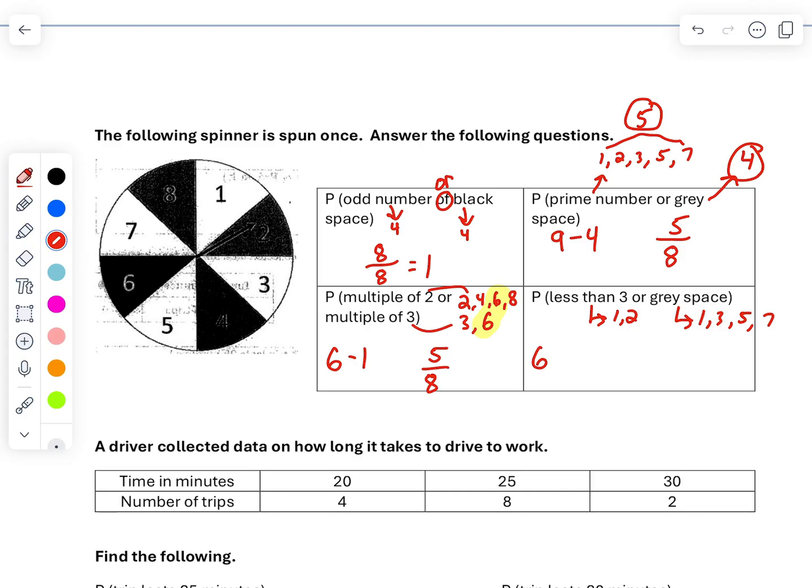favorable outcomes there. And overlap-wise, it looks like the number 1 is our only overlap. So it's only one event we're subtracting out. So again, here it looks like our answer is 5/8. That is just coincidence that those three have the same answer.